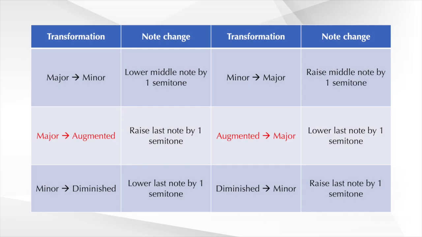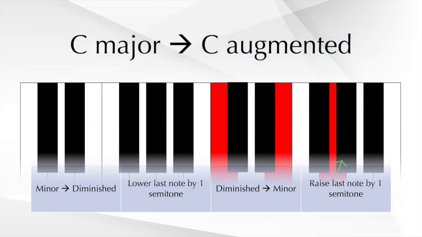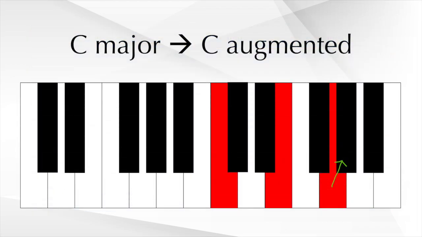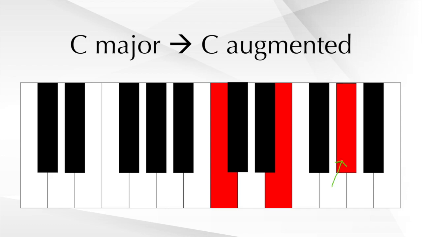Now let's move on to deriving an augmented chord from a major chord. To do this, we simply need to raise the last note of the chord by 1 semitone. For instance, here is a C major chord. To make it a C augmented chord, we take the last note of C major, which is G, and raise it by 1 semitone to a G sharp. And there, we now have a C augmented chord.